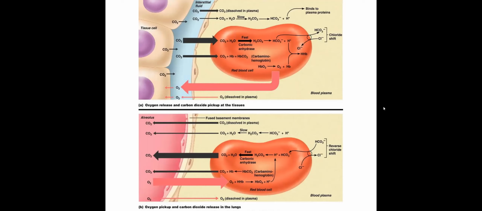And again, we have this concept of the reverse chloride shift, where bicarb goes into the erythrocyte and chloride goes out. So think about this figure and be able to write it in an essay form.